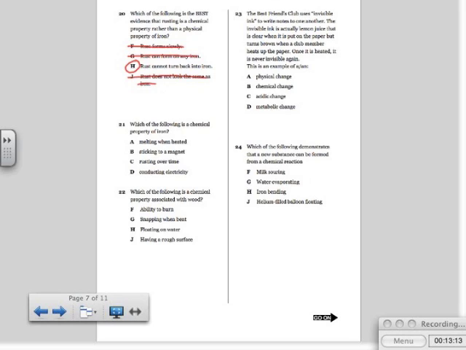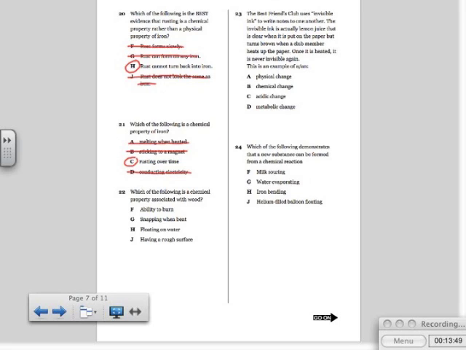Number 21. Which of the following is a chemical property of iron? Melted when heated, actually melting point, freezing point, boiling point, those are all physical properties, believe it or not. They're not chemical properties. Okay? The next one says sticking to a magnet. That is also a physical property. Rusting over time. That has to do with other elements coming in contact. That is a chemical property. Conducting electricity is also a physical property. So letter C is our answer.